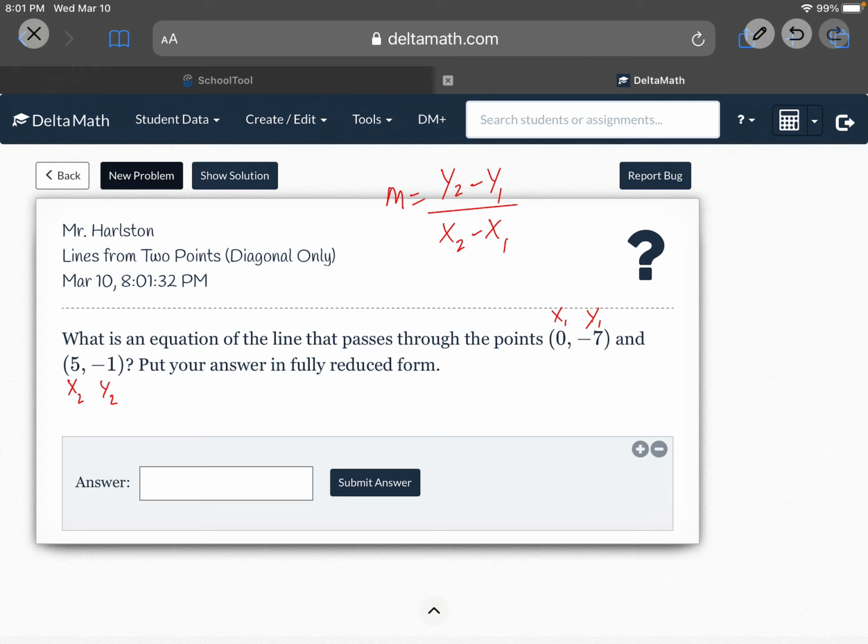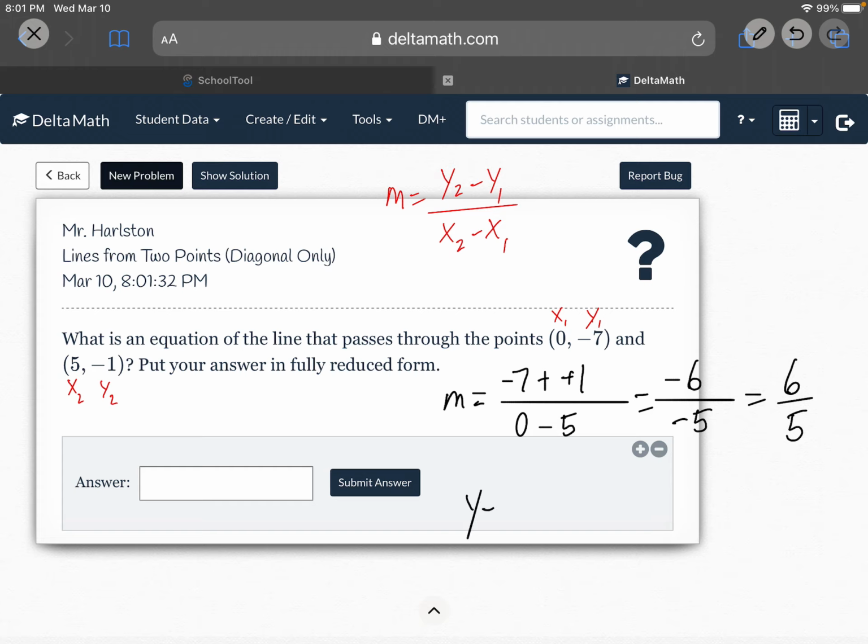Same thing. We first have to find the slope, and then we're going to use the slope and one of the points to come up with the equation. So very first thing, I am going to do -7 minus -1 over 0 minus 5. So this is going to be a plus, so this is going to be -6 over -5. The slope is going to be 6/5.